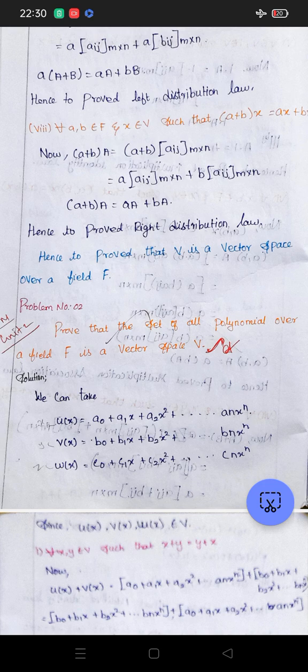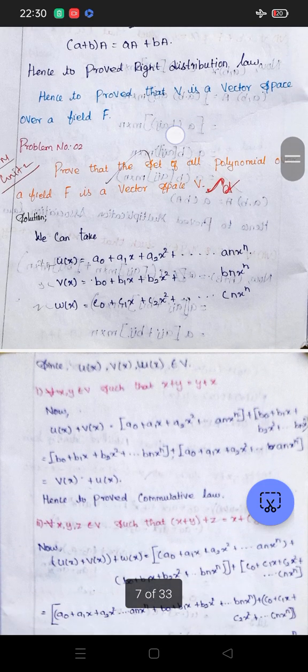The above 8 conditions are satisfied, so V is a vector space over a field F. For any doubt, comment in the comment box. So now shall we move to problem number 2.